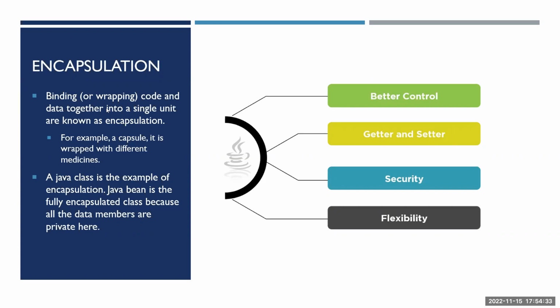Okay, so binding or wrapping the code and data together into a single unit is called encapsulation. Whatever source code we have, we are going to wrap it up in a simple package. So that is called your encapsulation. A Java class is just an example of encapsulation. This is fully encapsulated, meaning whatever variables we define within our class are private. We're going to take a look at them in the example.